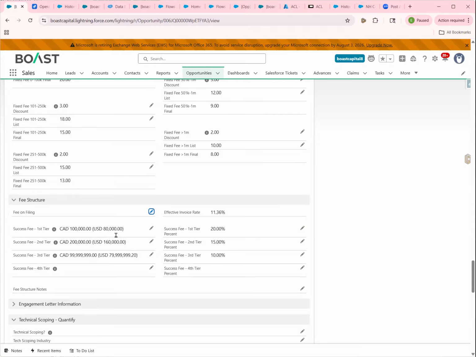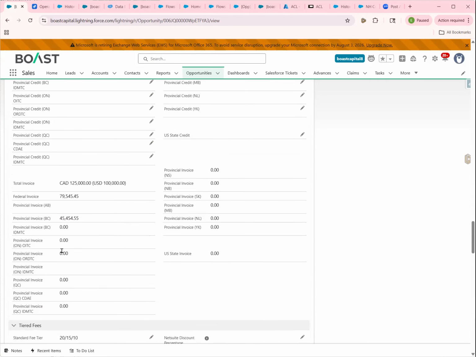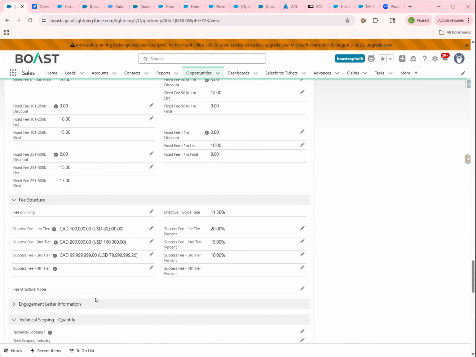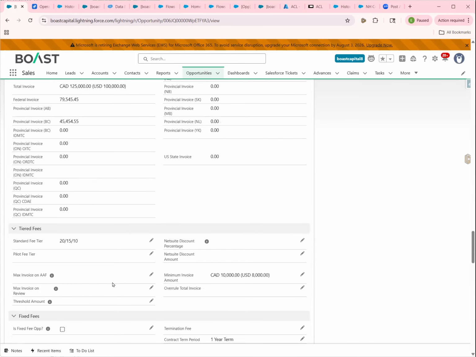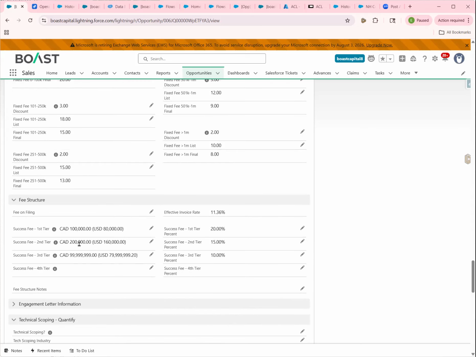Again, if you actually look at this logic, it surprisingly works really well. And that's why I was like, oh, I don't necessarily need to get rid of it. But let's say my total invoice is 120. That's based on $1.1 million worth of credits. So let's do the math.